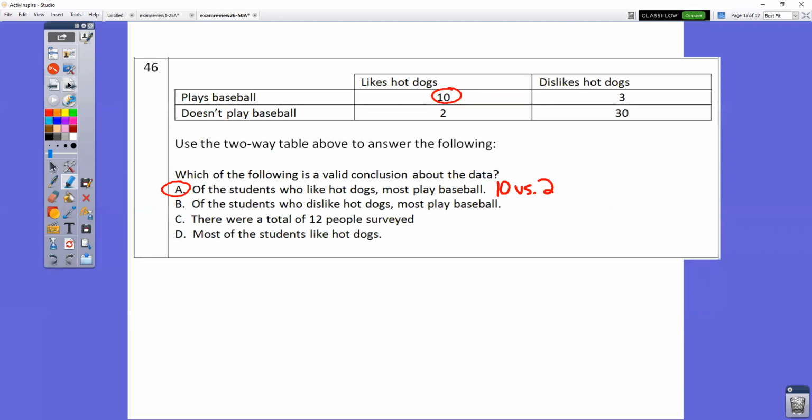In question number 46, which statement about the two-way table is true? Is choice A, of the students who like hot dogs. Like hot dogs is right here. Most play baseball. 10 play baseball, 2 don't play baseball, so that is true.